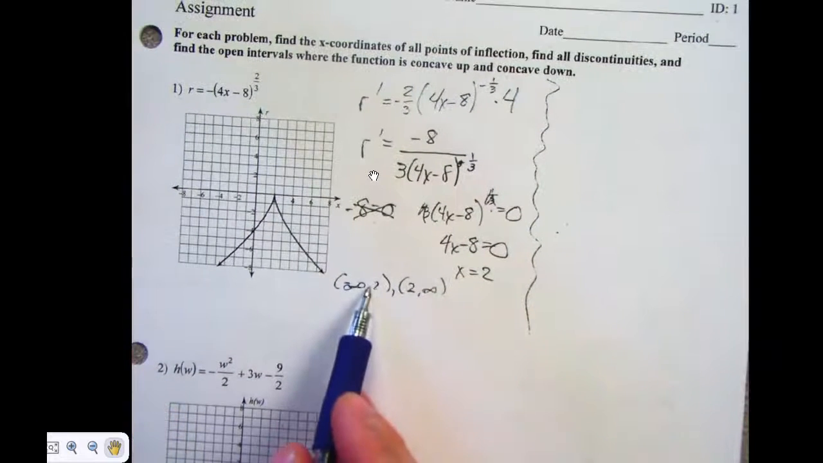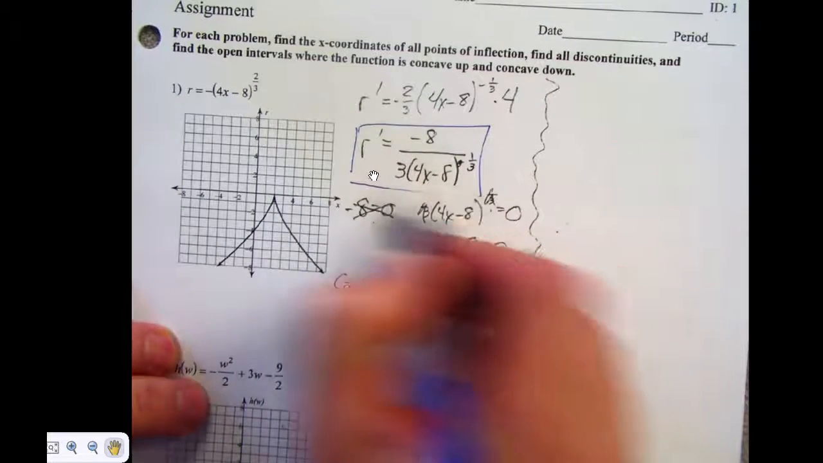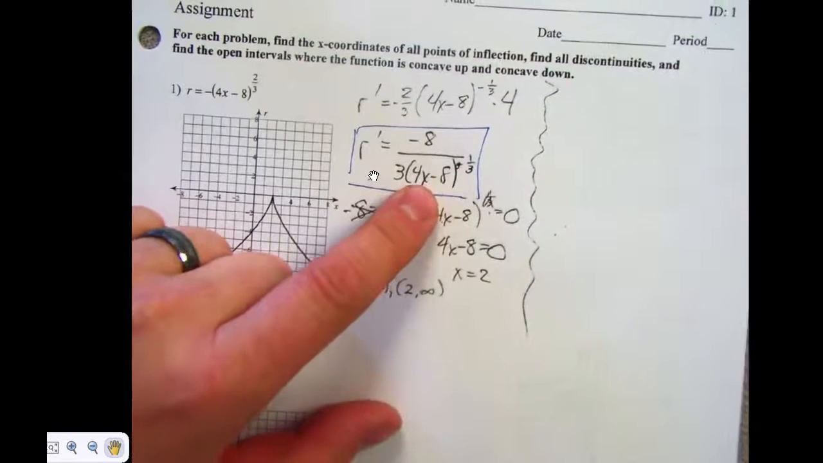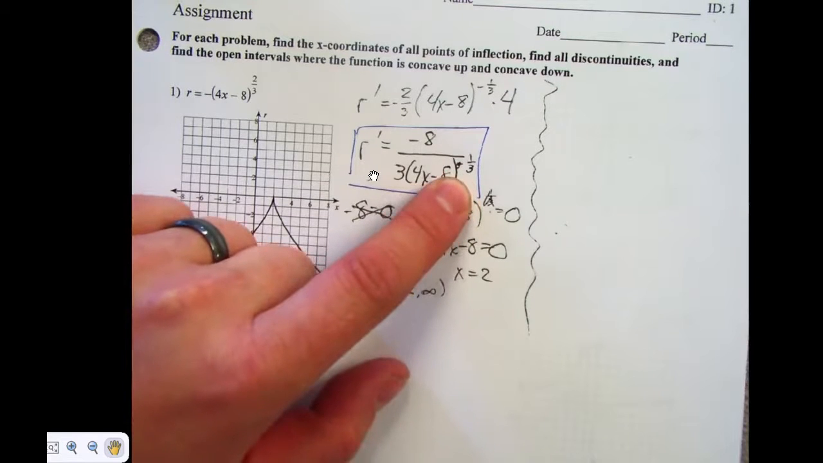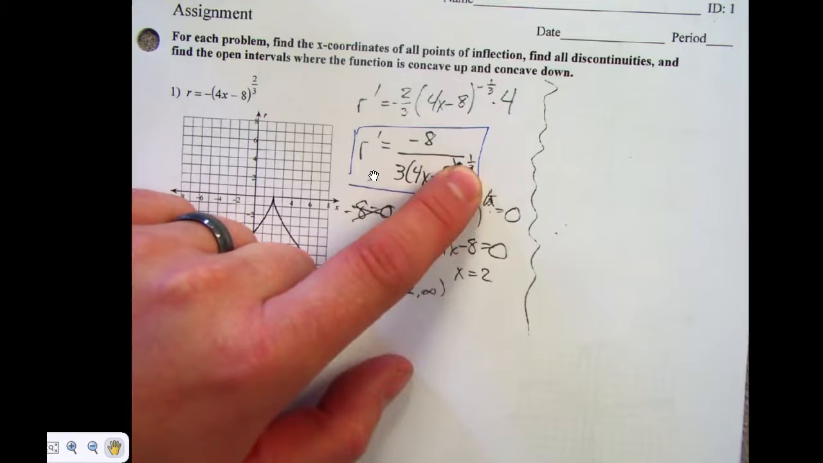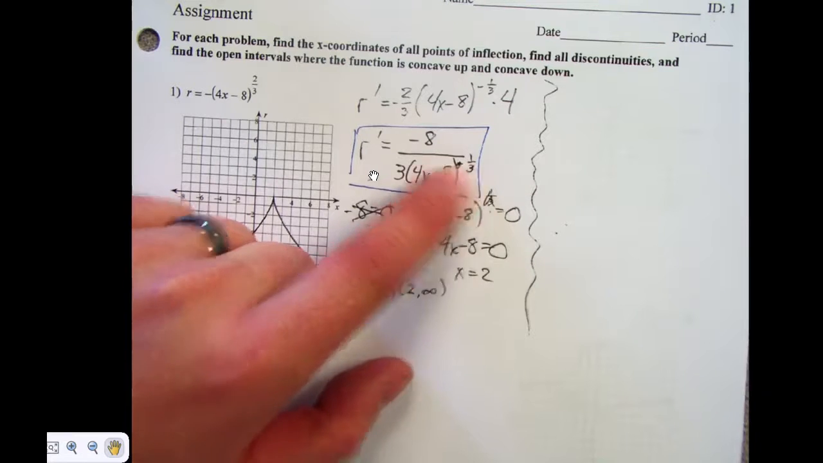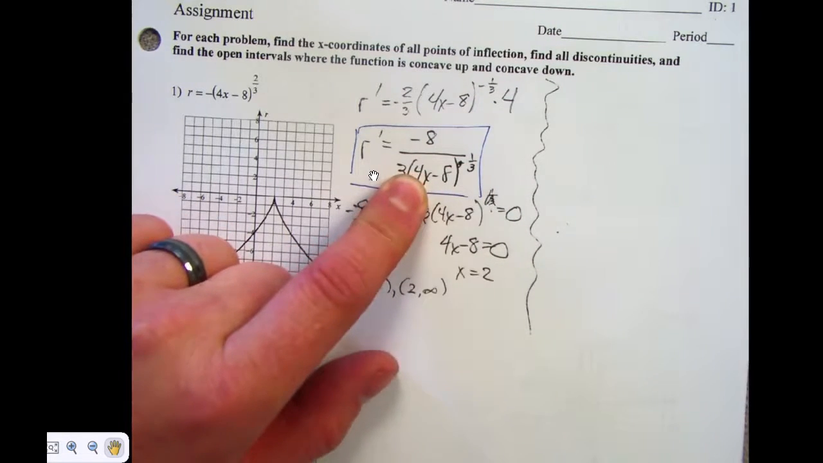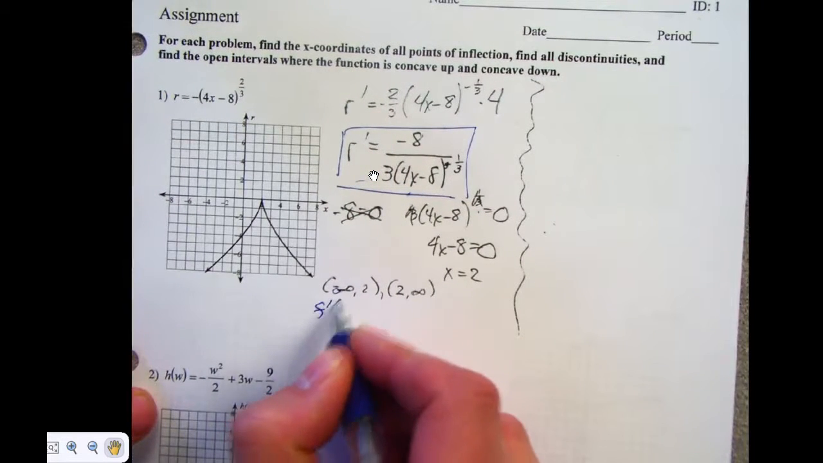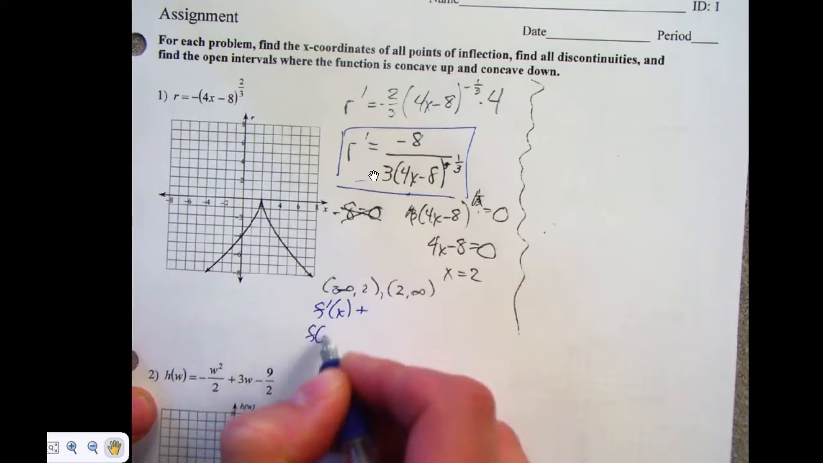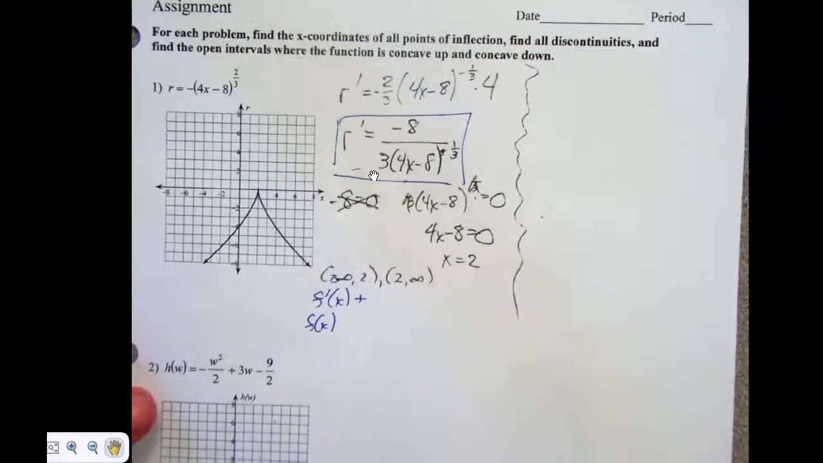I'll probably pick 0. Plugging into the derivative, which is this fellow here. 0 minus 8 is a negative number. Third root of negative 8, positive or negative? Negative. To the first power? Still negative. Times 3? Still negative. And then I have a negative divided by negative. So this means f prime of x is positive, and f of x is therefore increasing.